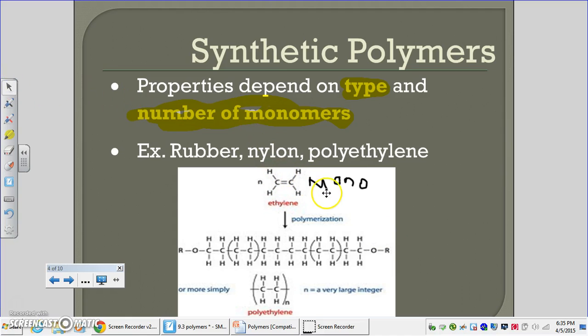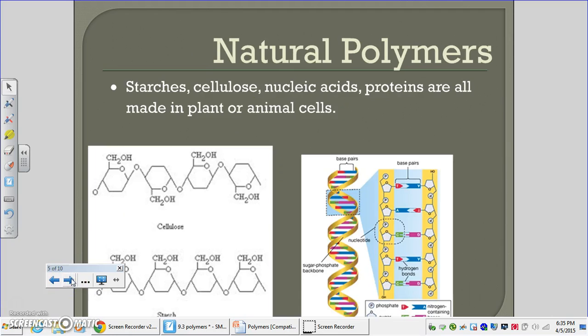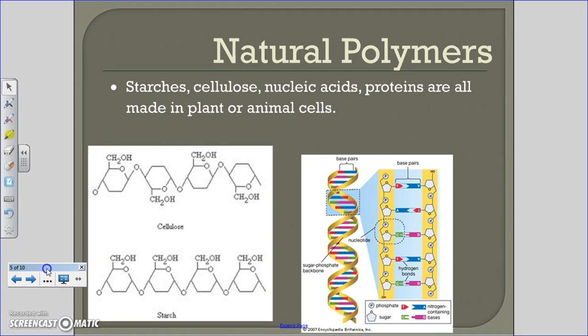Are there 5 of those? Are there 10 of those? How are they arranged? The number, and the more or less, the stronger, the stretchier, whatever it may be. Our second category, obviously, if we have synthetic, then we're going to have natural as our opposites.